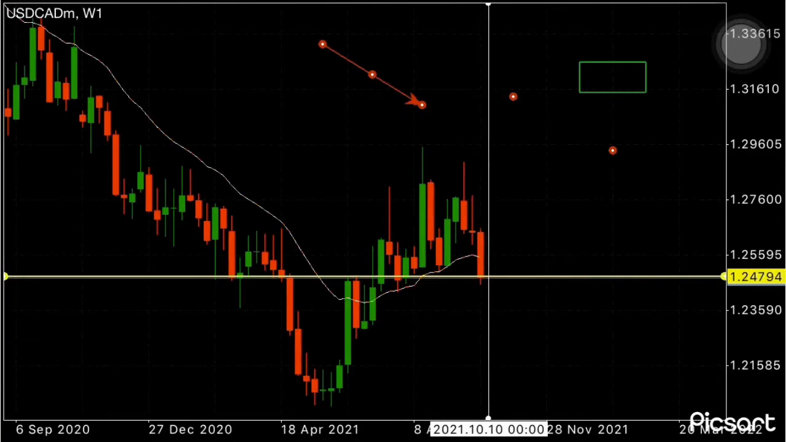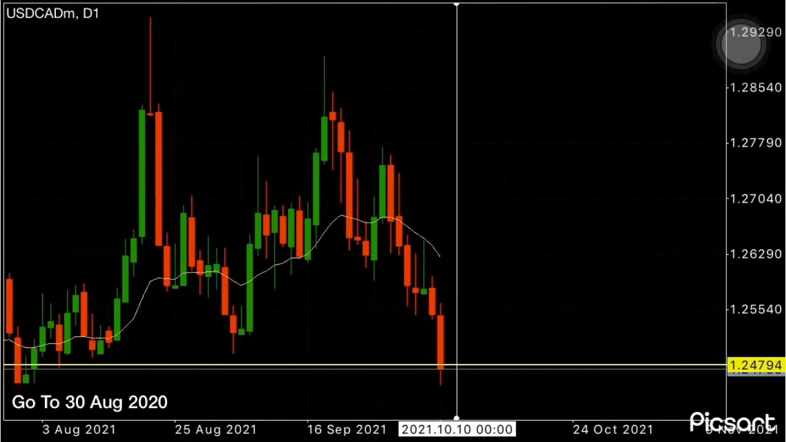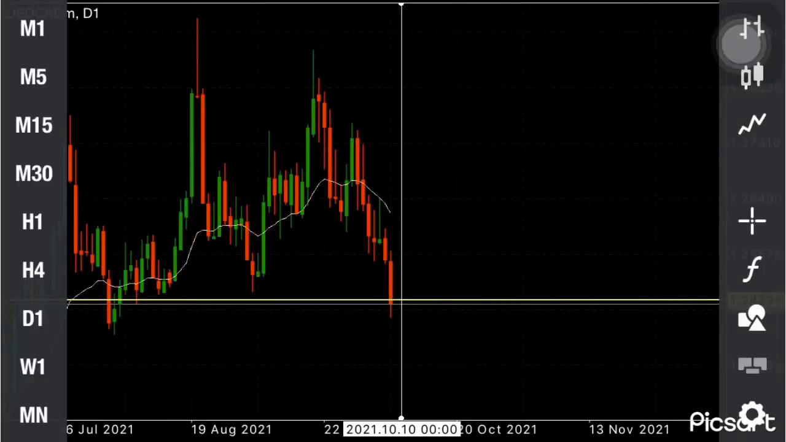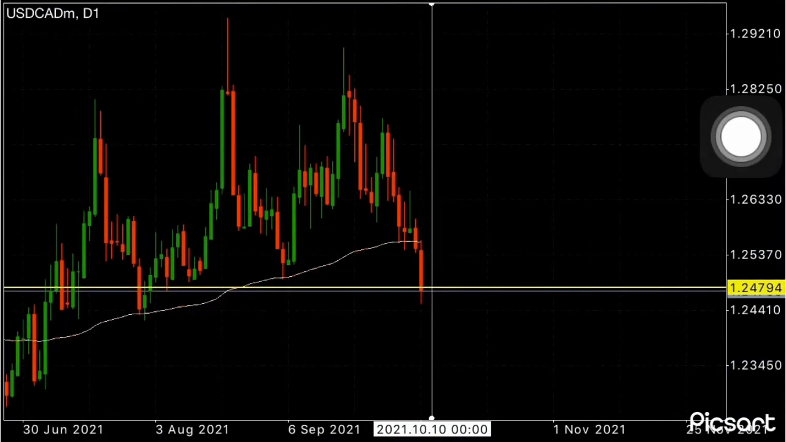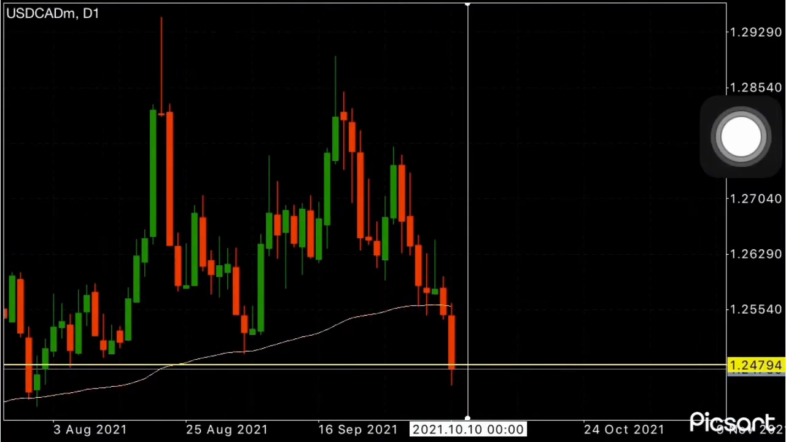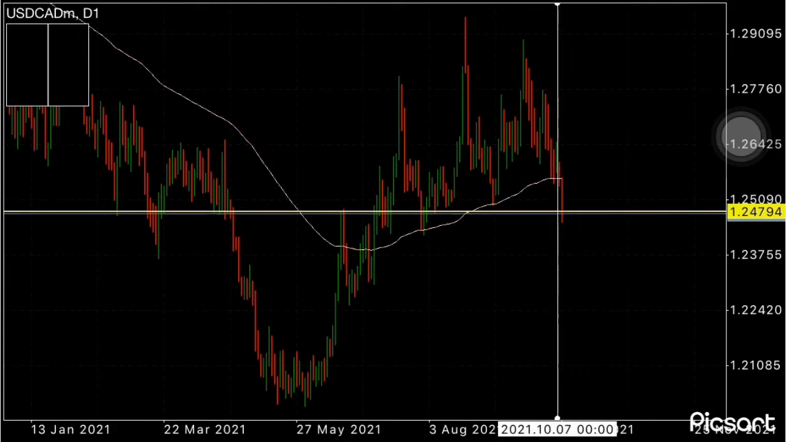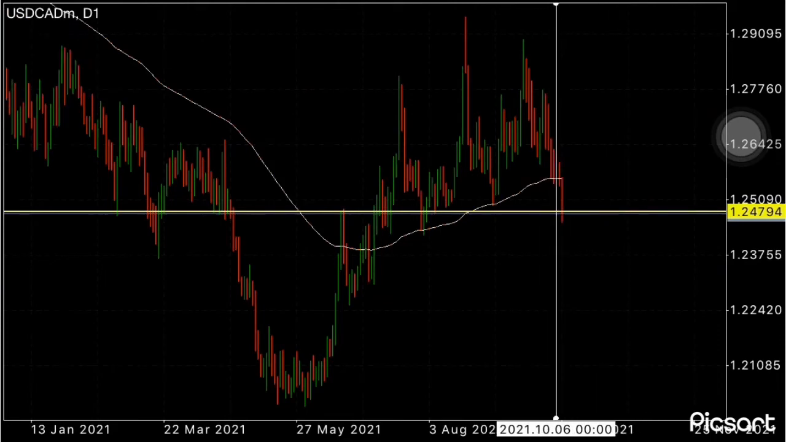So at this point, guys, I will be moving on to the daily time frame, right? And on the daily time frame here, what do we have? Please give me 1 minute. Okay, so at this point right here, this is exactly what we have: the price, a fine break and close below the moving average.